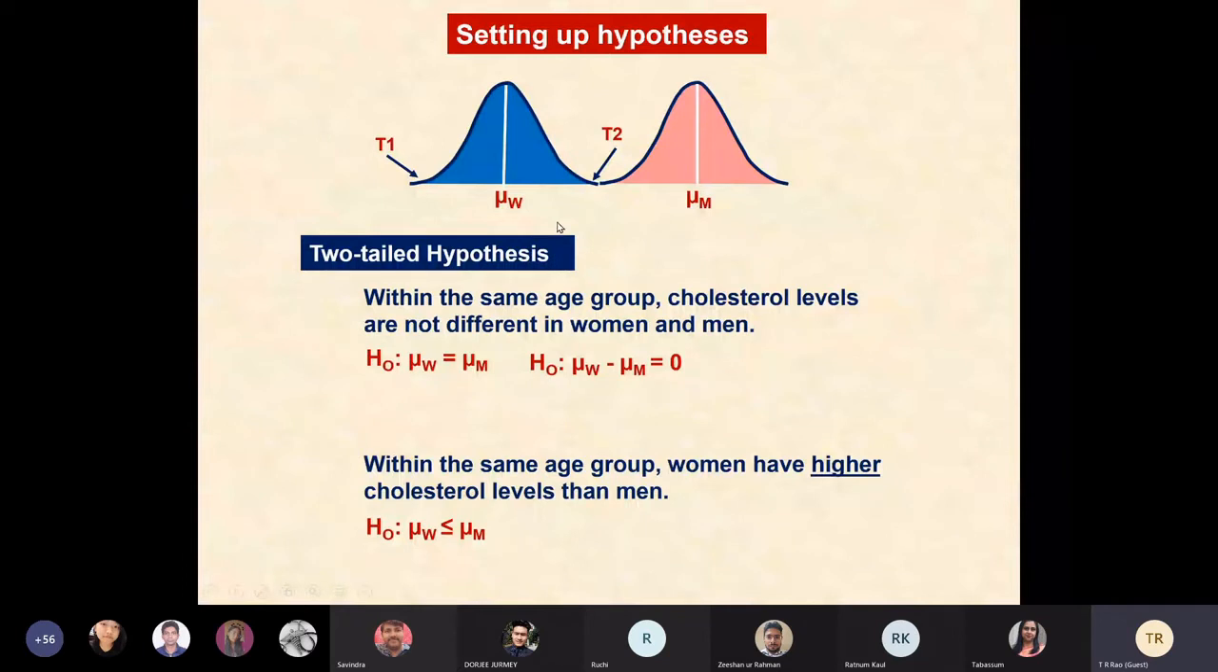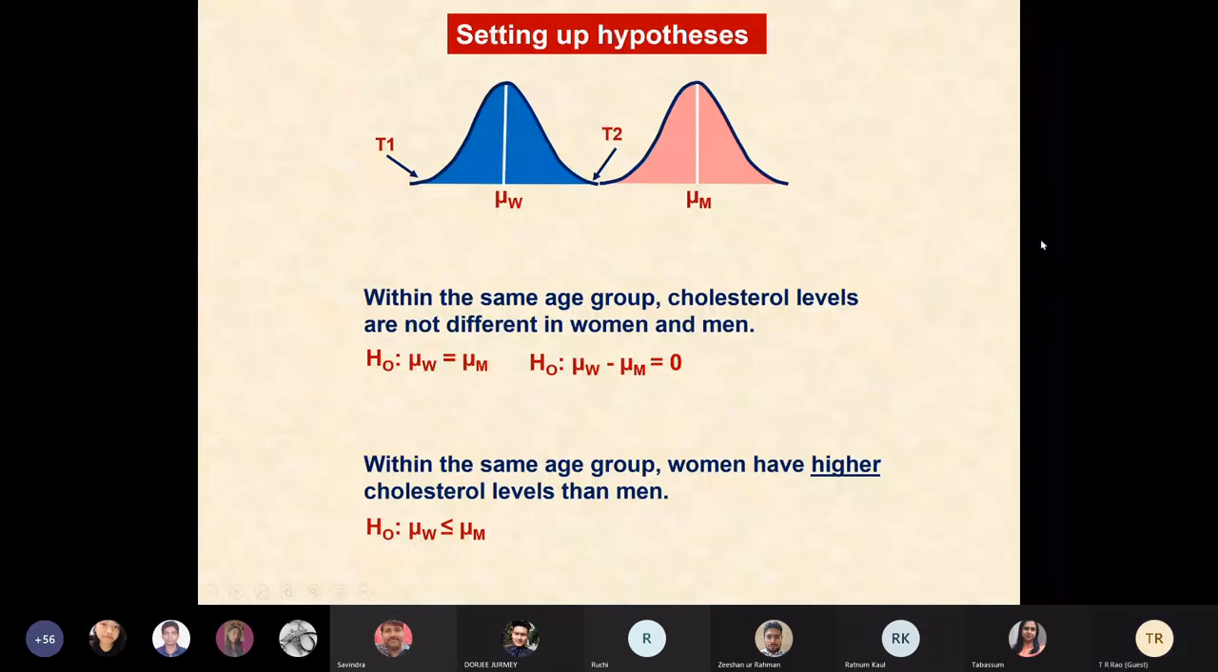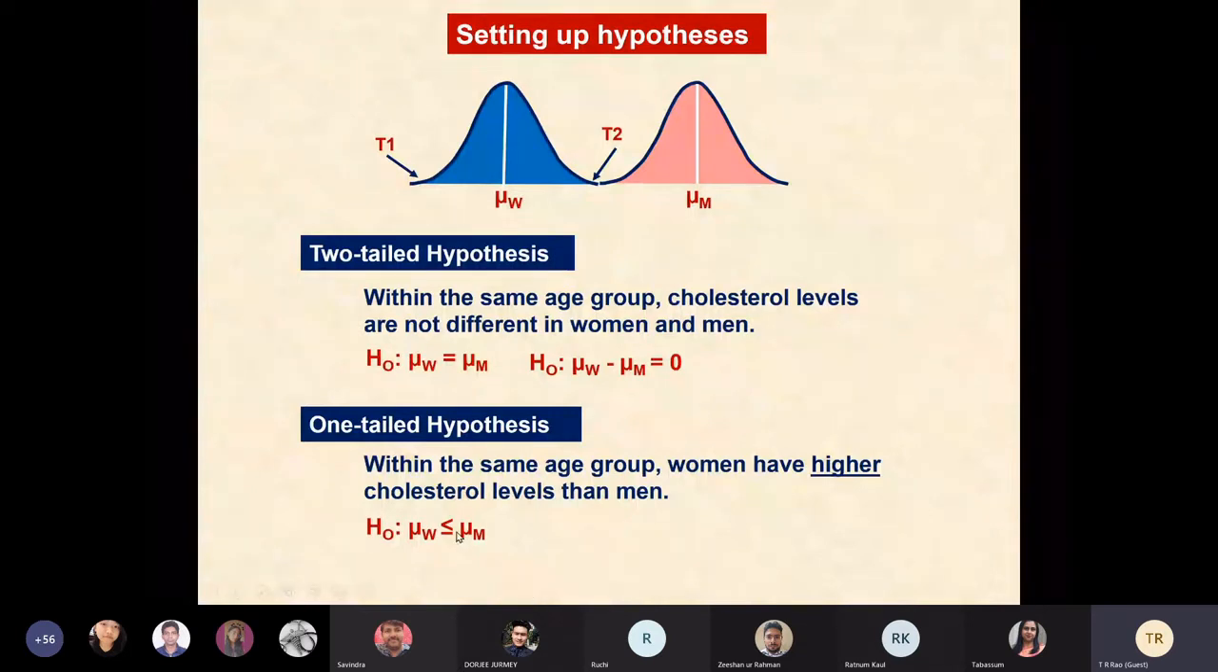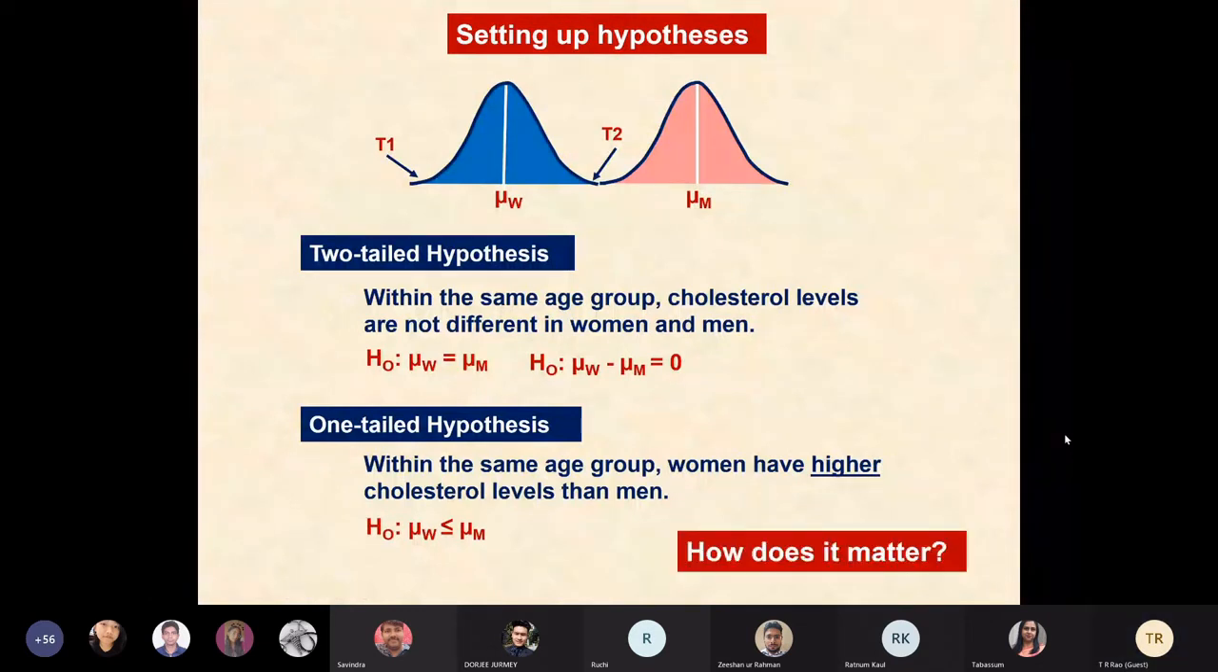This is a two-tailed hypothesis because it could be higher than the mean value of the other one or lower. Whereas this one is a one-tailed hypothesis. We are only concerned if it is lower or equal. We are not concerned if it is more than that. And that makes a difference later. Okay, we'll come to that later.